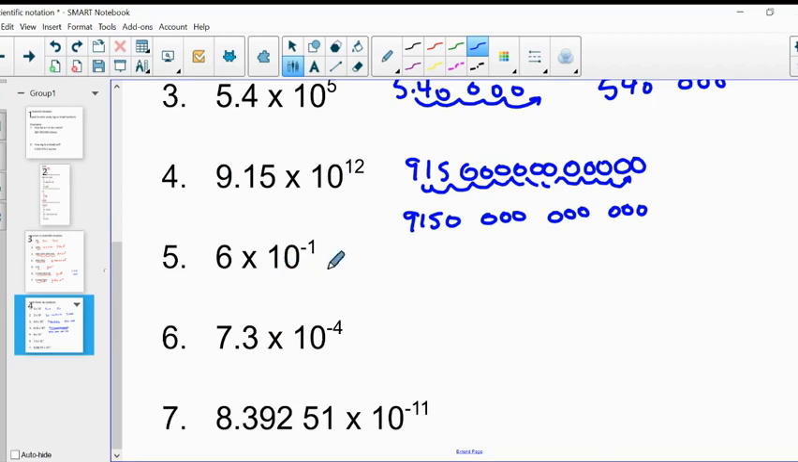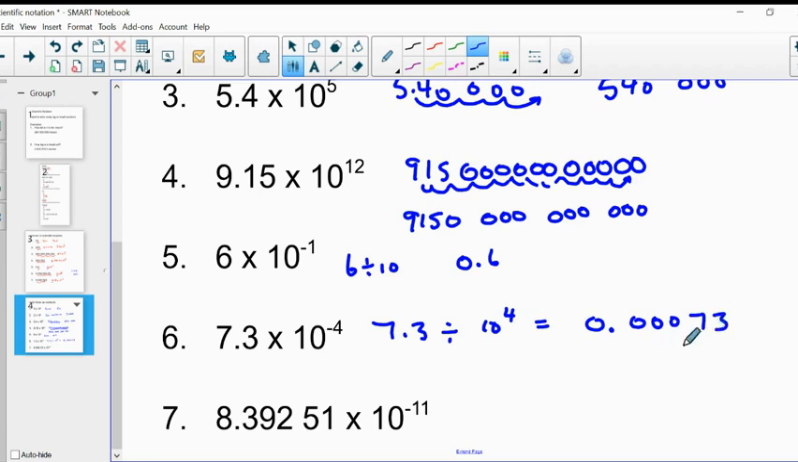Very good. This one is 6 divided by 10, which is 0.6. This is 7.3 divided by 10 to the fourth. And that's going to be 0 decimal. It's going to be several zeros here. Okay, and what I'm doing is my decimal was here. I'm going to go 4 places. 2, 3, 4.